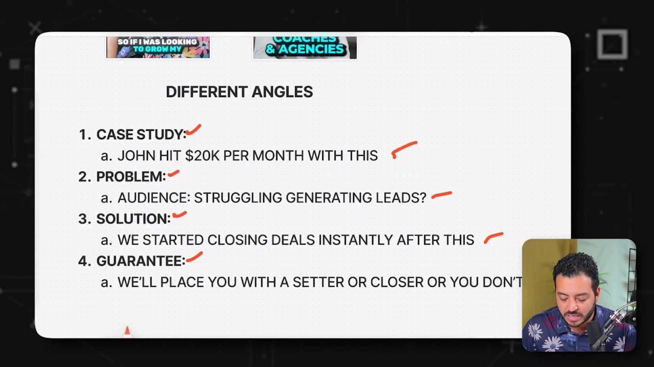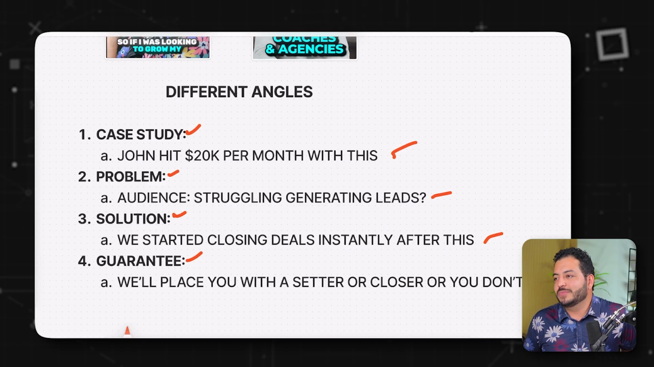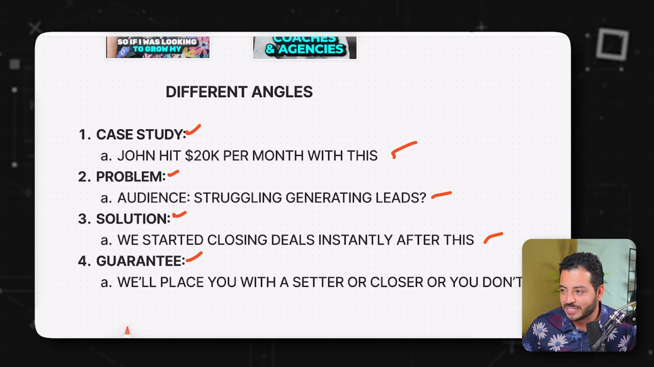And then you also have a guarantee, right? We'll place you with a setter or closer, or you don't pay. If you have, I don't think weight loss, you can make specific guarantees, but if you were to do a guarantee, you'd be like, get your summer body in 30 days guaranteed, or, finances, right? Save $15,000 in your taxes or you don't pay, right? Just some sort of guarantee.